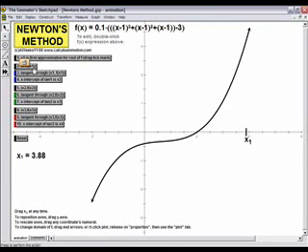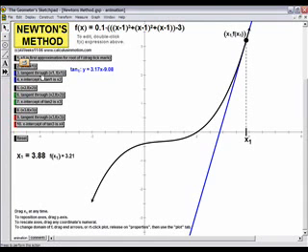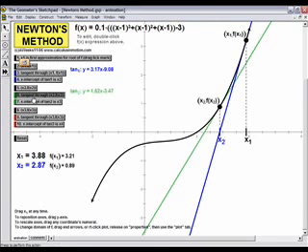And what we do is we take that first guess at x sub 1 and we find the y value and then we draw a tangent from there. And wherever the tangent hits the x-axis, that is our new guess. Then we go back up to the function and we draw a tangent line from there. And where that hits the x-axis, that is our new guess. And you can see we're getting closer now.